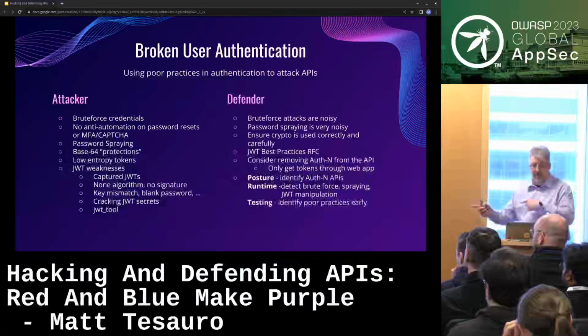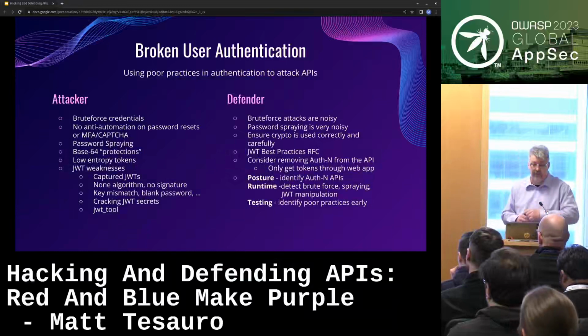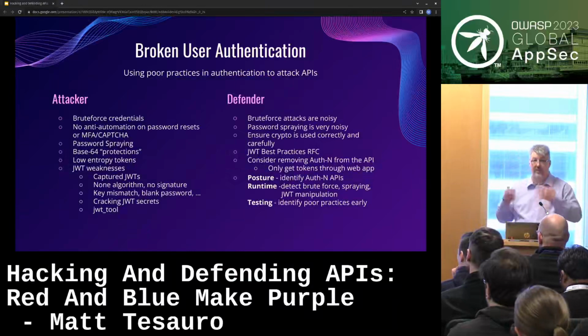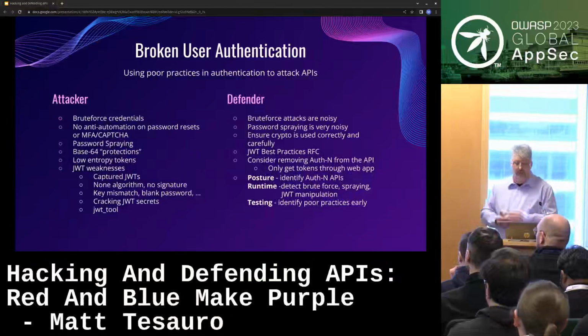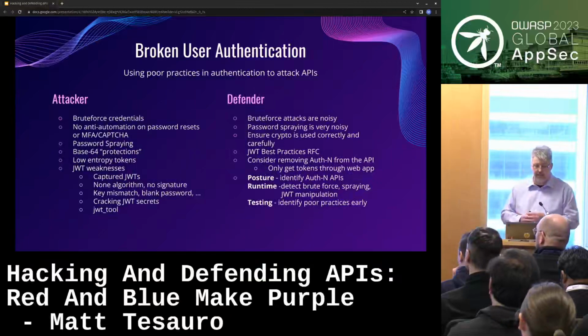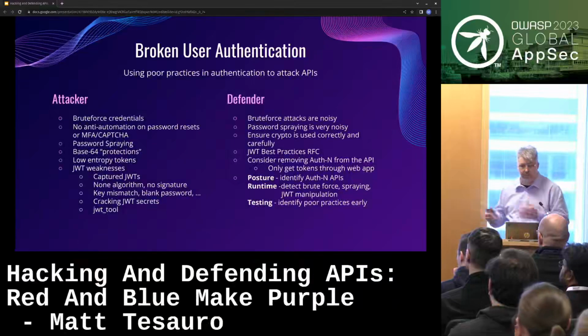On the defender side, luckily, brute force attacks are noisy. So if you have reasonably good runtime protection, you should be able to see this. Tons and tons of requests that fail ought to stand out pretty blatantly. Password spraying, also very noisy. You need to make sure the crypto, this is more of a configuration thing, but the crypto is good on whatever token you're using, particularly JWTs.